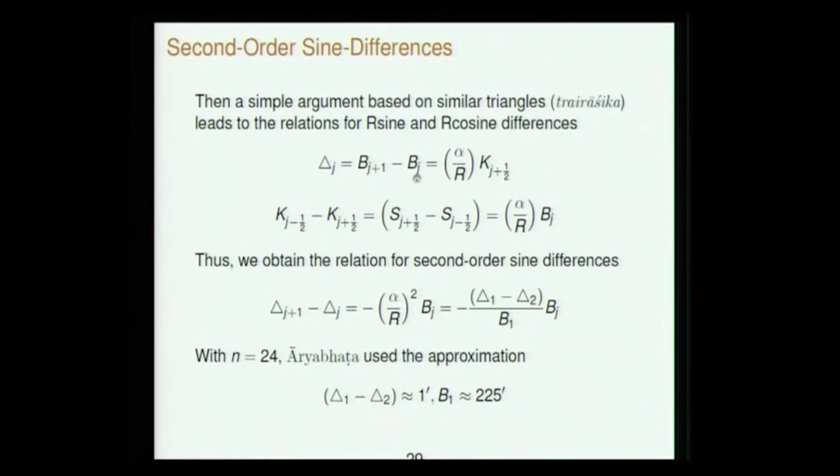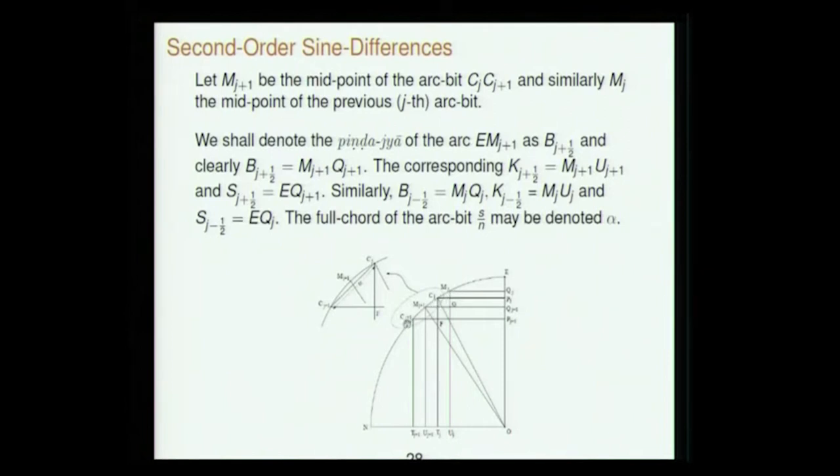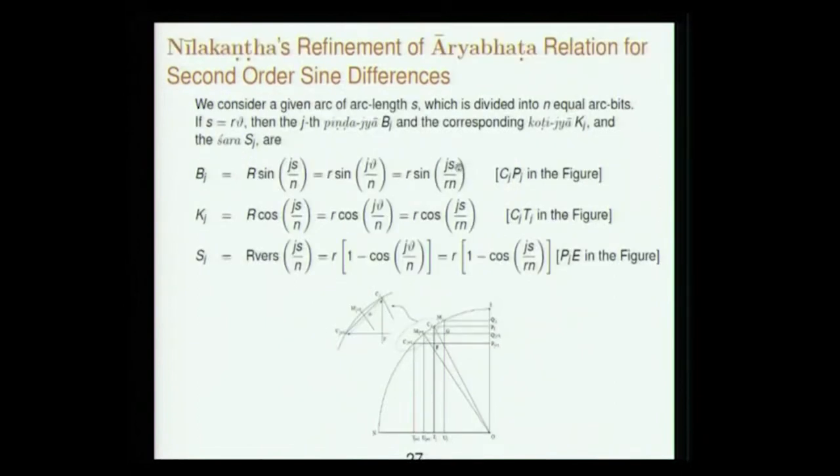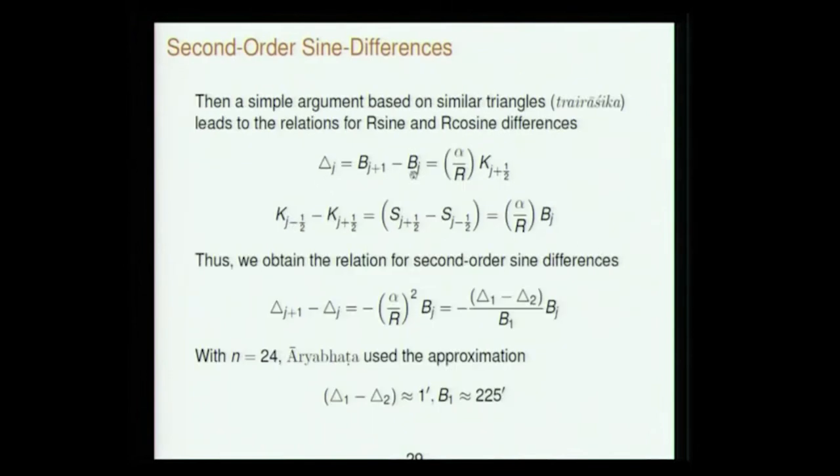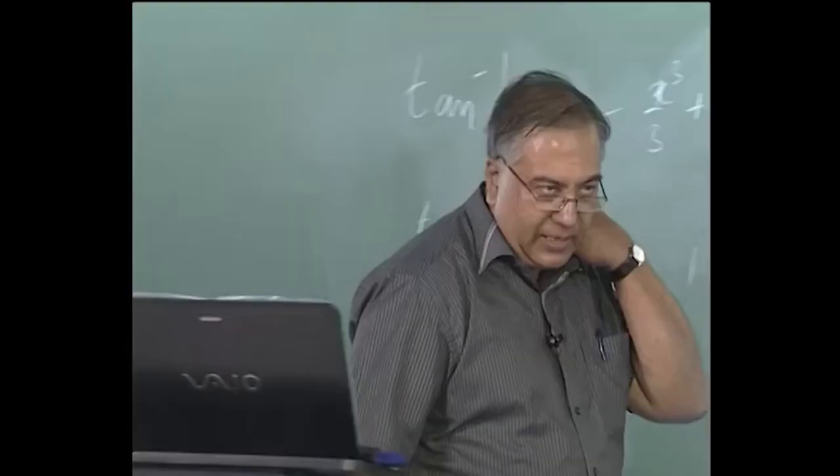So bj plus 1 minus bj, what is this alpha? Alpha is the chord length of cj cj plus 1. Cj cj plus 1 arc itself is s by n, where s is the total arc, divided into n equal bits. The alpha is the associated chord. So you will get bj plus 1 minus bj is alpha by R times the koti at the midpoint, and the difference of the koti will be the bhuja at the midpoint. You couple both the equations, and you get this equation for the second order sine difference.